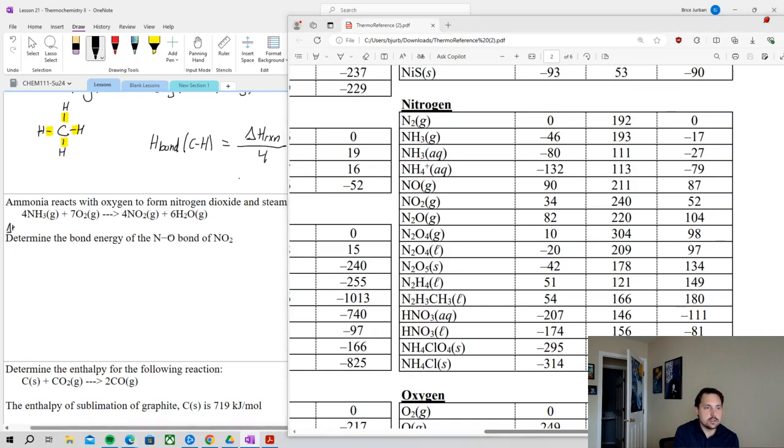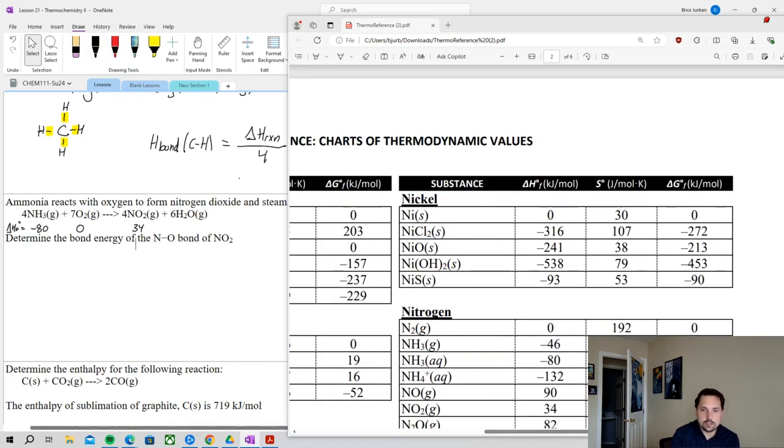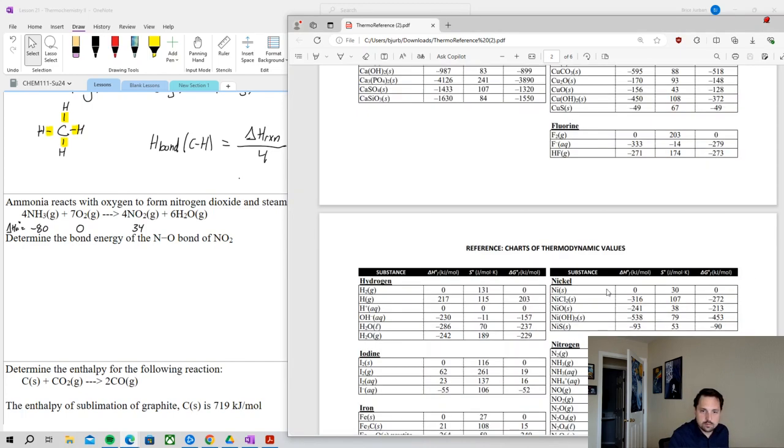So this one will be -80. This is going to be oxygen. Oxygen's always 0. NO2 is 34. And then water is, I want to make sure I use the right one. Okay, -242.